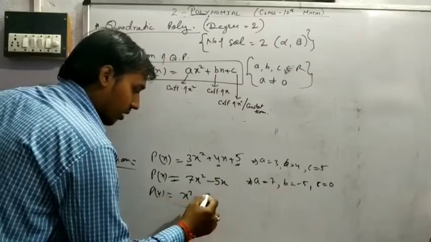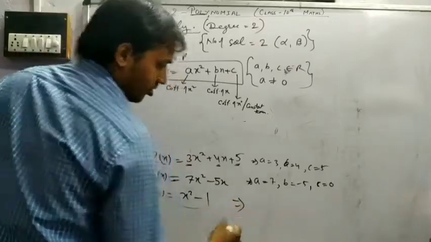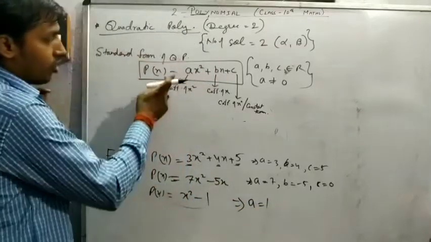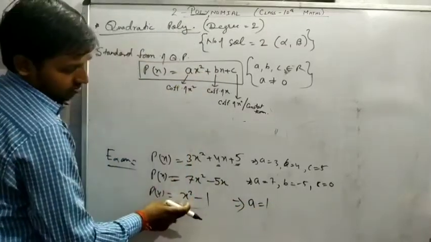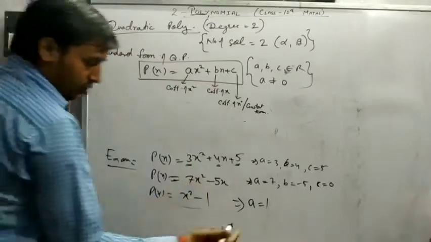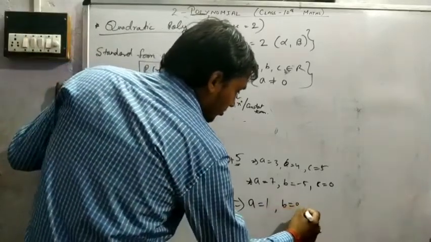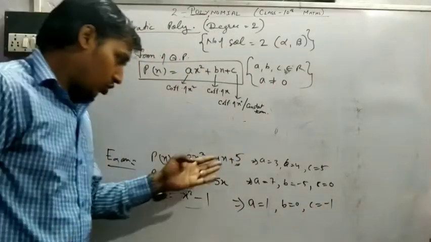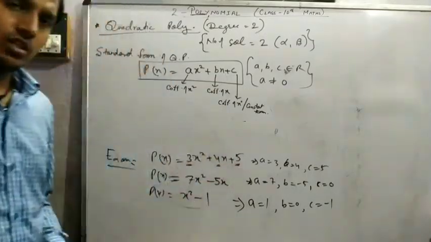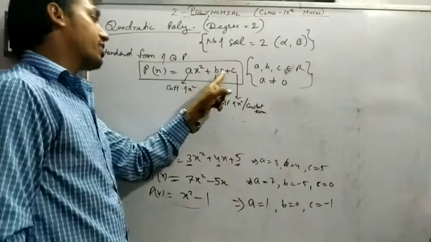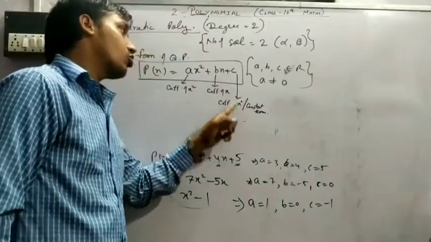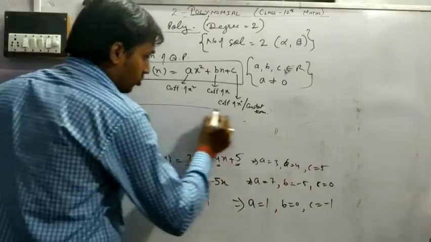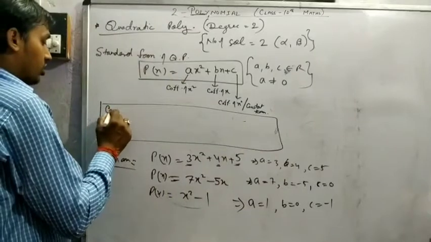x square minus 1. Here also it is a degree 2 quadratic polynomial. A is equal to 1 because when you compare with ax square, it is 1x square. The bx term is not there, so b is 0, and c is equal to minus 1 because the constant is minus 1. In this way you can find the values of a, b, c. That means the coefficient of x square, the coefficient of x, and the coefficient of x to the power 0, or the constant term.